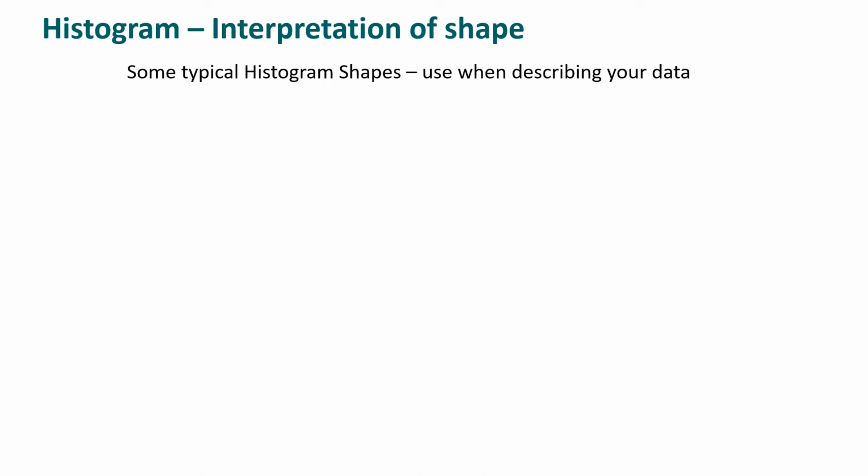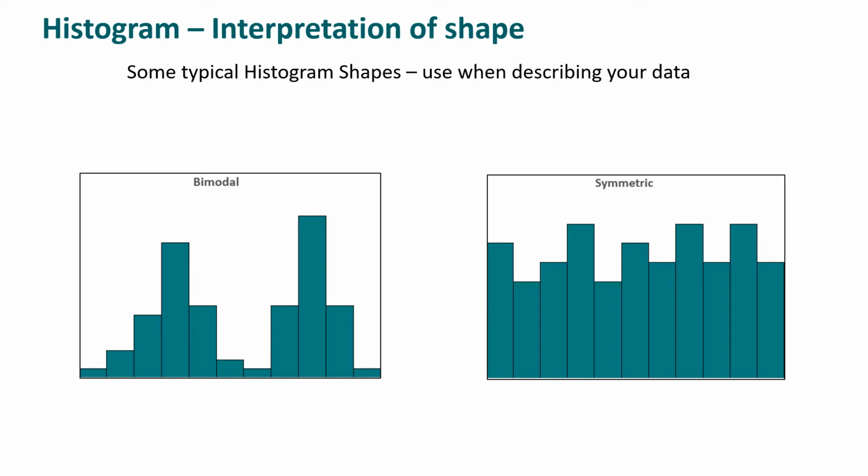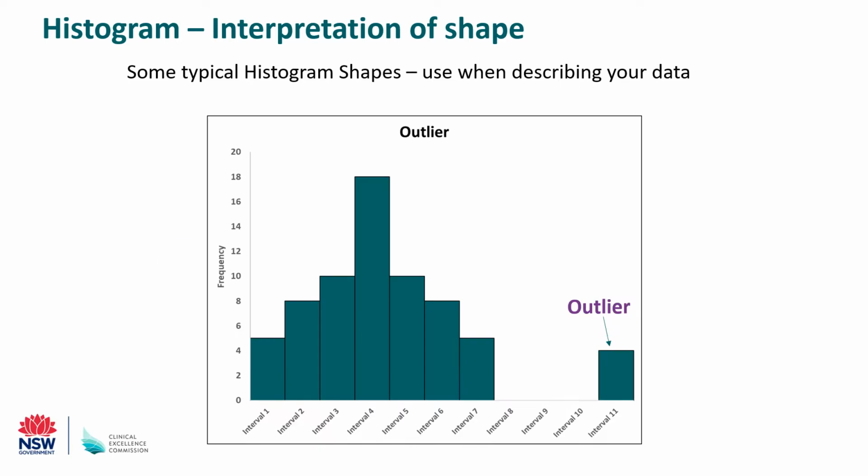A couple of other typical shapes that you might see is like this, which is called bimodal, where we've got 2 peaks in the data. And also another type of example of a histogram is a symmetric pattern or shape. And this next histogram shape demonstrates an outlier where we have a cluster of data far away from the main data set.